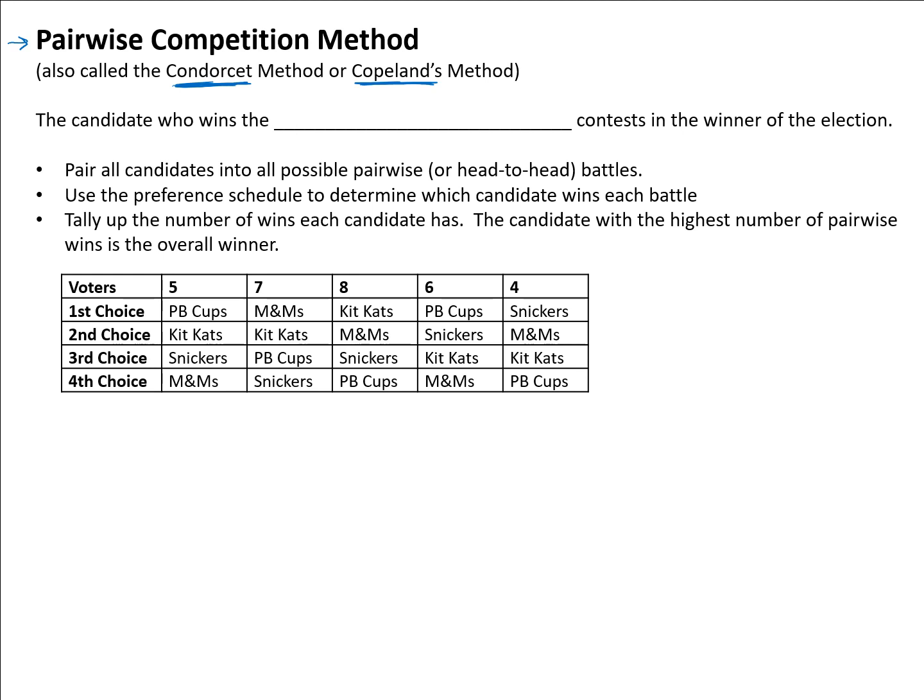So the candidate who wins the most pairwise battles or contests is going to be the winner of the election. That means putting each candidate into head-to-head battles. Your first step is to pair all candidates up into these head-to-head battles. You have to make sure you get all candidates into all possible battles. The next step is you use the preference schedule to determine who wins each battle. And then the third step, and this is where you actually work out who wins, is you tally up the number of wins for each candidate. So how many battles does each candidate win? The candidate who wins the highest number of battles is the overall winner.